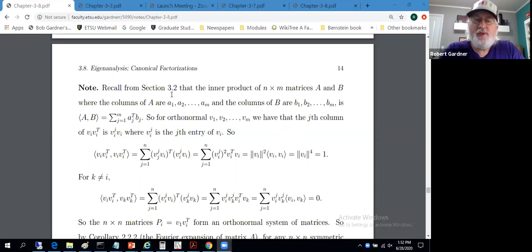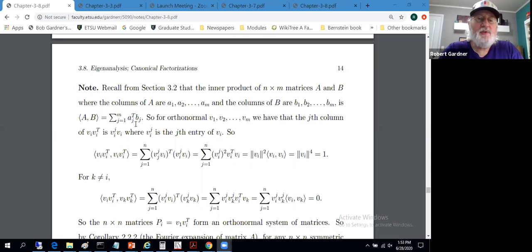Recall in section 3.2, we took an inner product of matrices A and B. If A and B are matrices of the same size, say the columns of matrix A are the vectors A1 through A sub m, and the columns of matrix B are the vectors B1 through B sub m, we define the inner product as the sum from j equals 1 to m of A sub j transpose times B sub j. That's just the inner product of the jth column of matrix A with the jth column of matrix B.